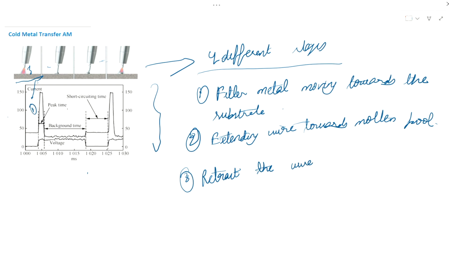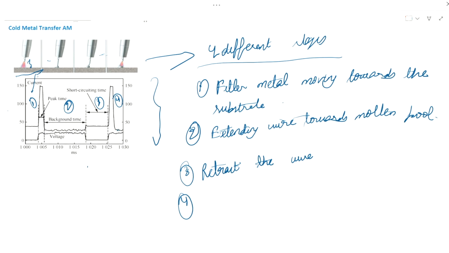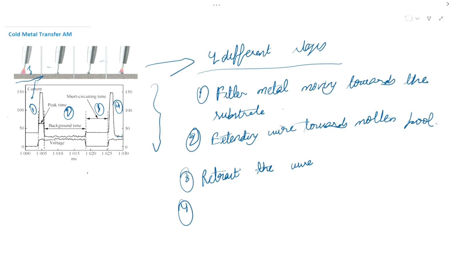This is 1, 2, 3, 4. Retract the wire. Here retraction will help the detachment of the droplet. And the fourth stage is when the wire is retracted to the default position, and the same process will repeat. Okay, so when current is less, strength is good.